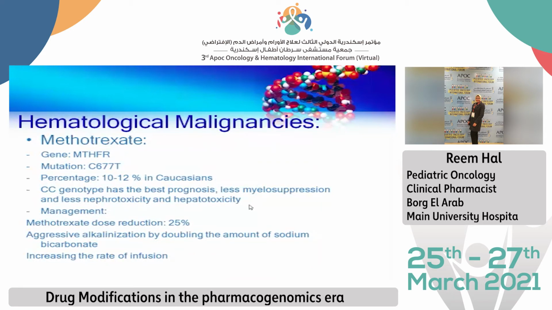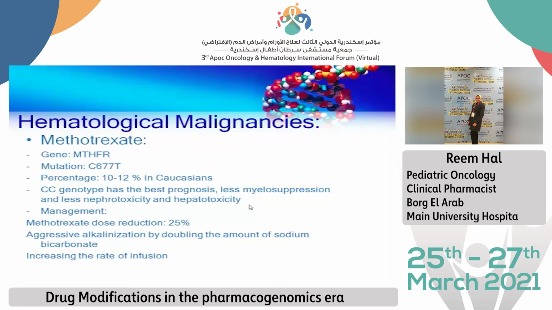Last but not least, in the hematological malignancies, methotrexate, the gene in charge here is the methylene tetrahydrofolate reductase, or MTHFR. The mutation in charge here is C677T. What does this mean? This means that C is the wild type allele, while T is the mutant type allele. And in the mutation, T replaces C at the 677 site. So instead of being CC allele, it is TT allele. Or sometimes it could be CT allele, which would also be an intermediate metabolizer.